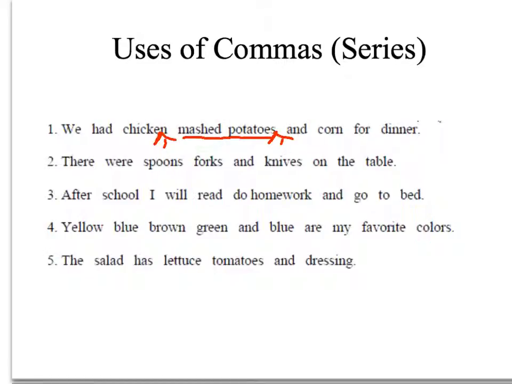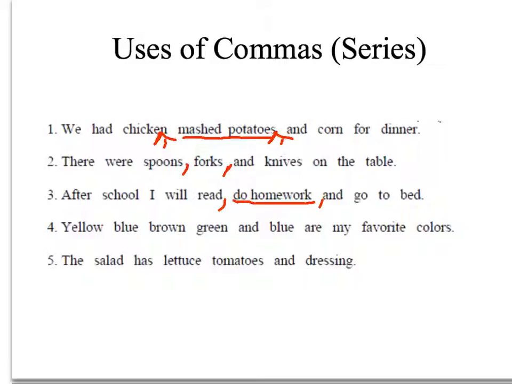Number 2, there were spoons, forks, and knives on the table. This one's a little bit easier. Spoons, comma, forks, comma, and knives. Number 3, after school, I will read, do homework, and go to bed. So we know that do homework together is an expression, a kind of verb. So read, comma, do homework, comma, and go to bed.